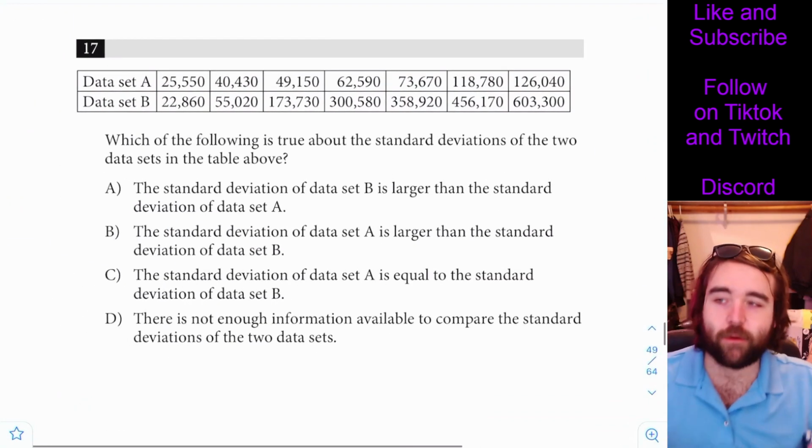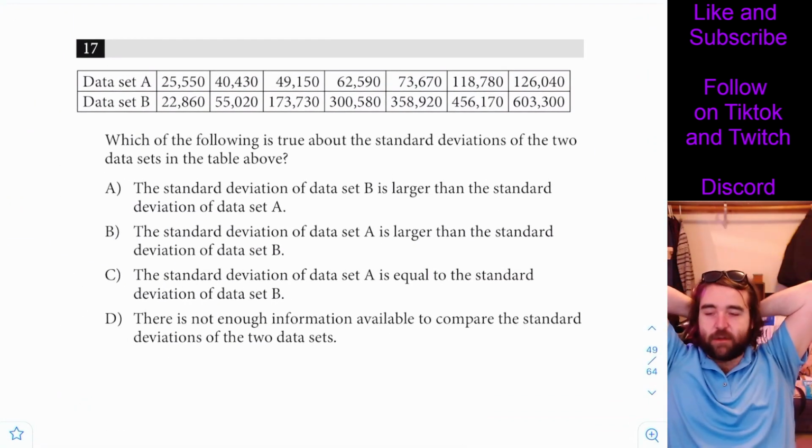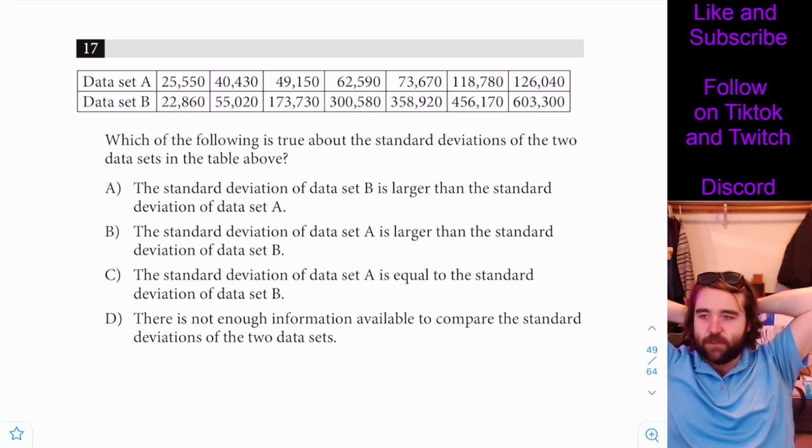Okay, whoa, this is a long one. Ooh, let's talk about standard deviation. Standard deviation doesn't come up very often. So which of the following is true about the standard deviations of the 2 data sets? Wow. Oh, no. So they're already in greatest to least, it seems.